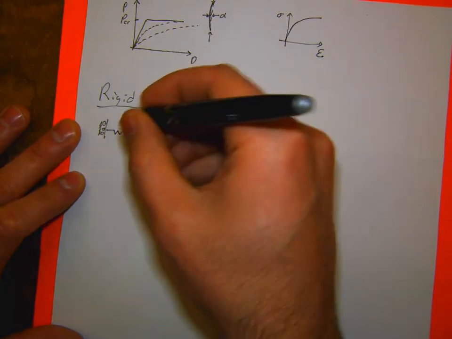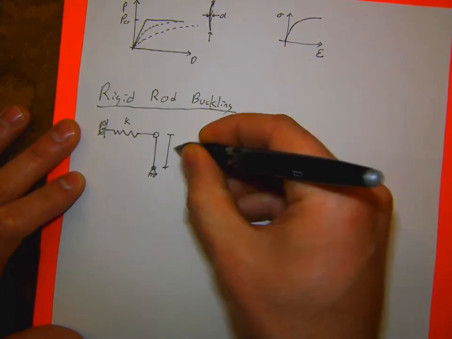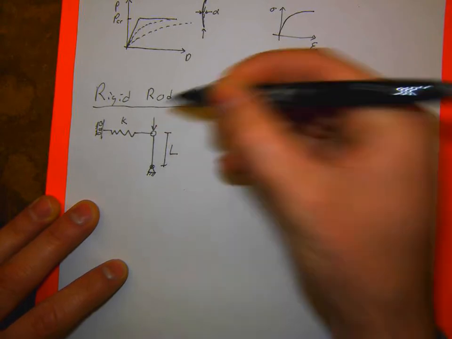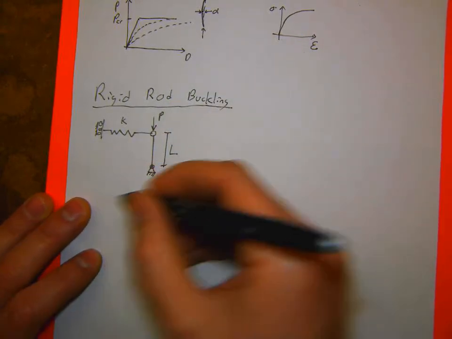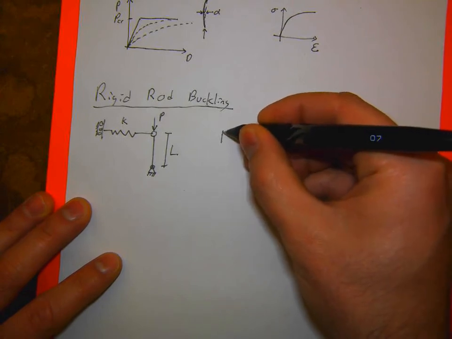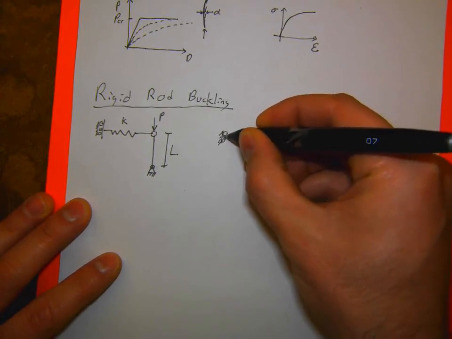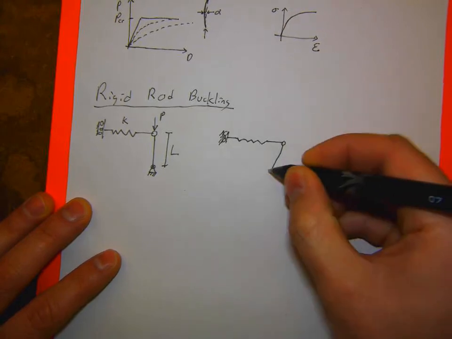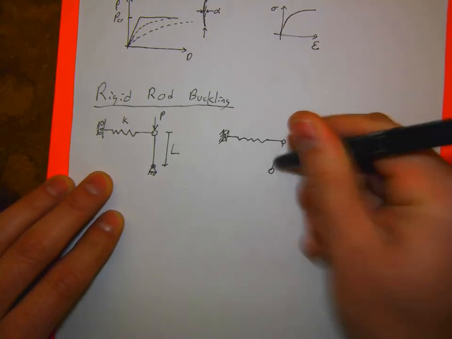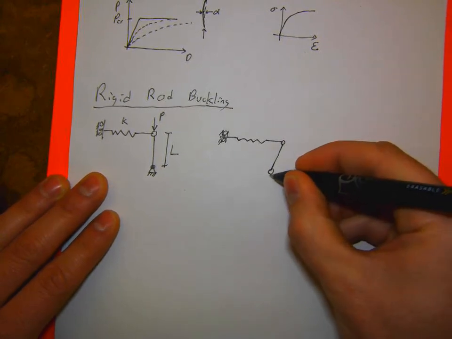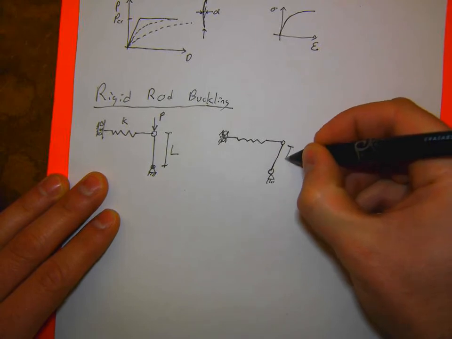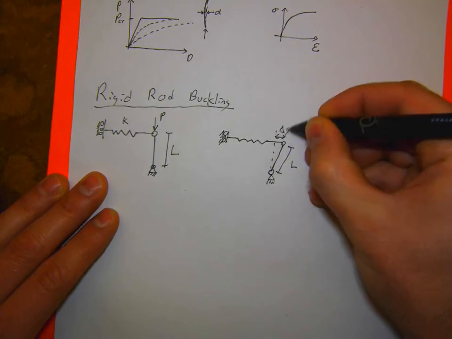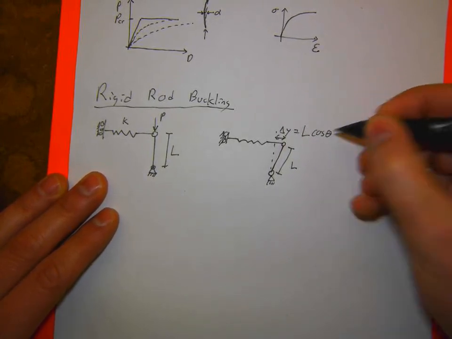And what I'm going to say is, the spring has some stiffness K, this rod has some length L, and if I apply some force P to the top of this, this will eventually snap into a new stable state, where that stable state will have this spring extended and the rod bent over. This is supposed to be a straight rod bent over. There we go. Still grounded. This still has a length L. This has now displaced by some amount delta y, which is L cosine theta.